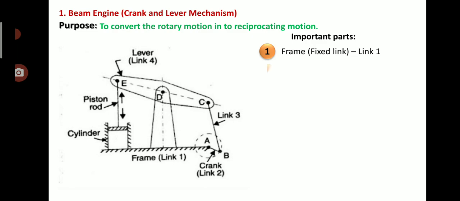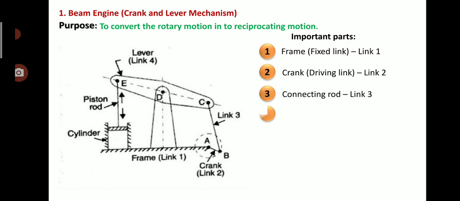Which are the important parts? Number 1 is the frame, which is fixed and is also called a fixed link. Number 2 is called the crank. Number 3 is the connecting rod. Number 4 is the lever. Lever is also called a rocker. Let us see how it works.